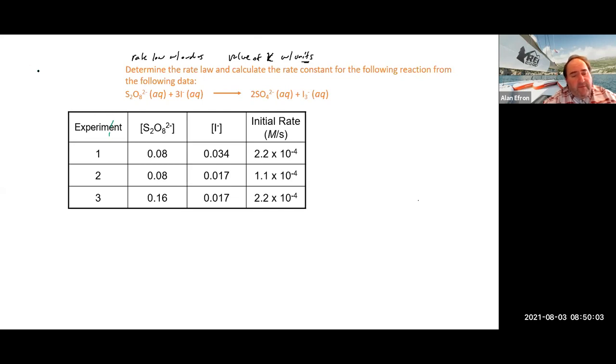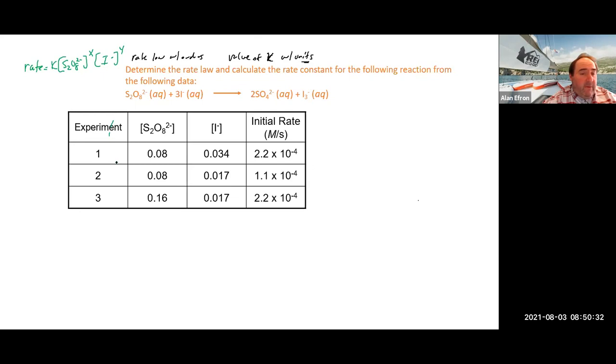Now, to figure out the rate law here, we would start with a generic rate law, where in this case the rate would equal k, times just our reactants involved, so S2O8 2- to the x, and I- to the y. So the goal of this table is to figure out what x and y are first, and that will allow us to figure out everything else.